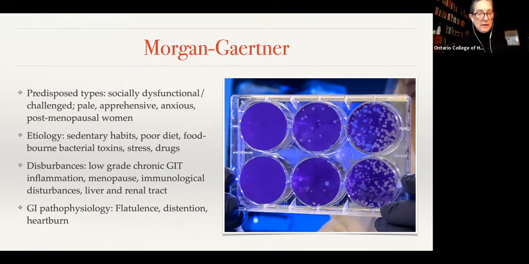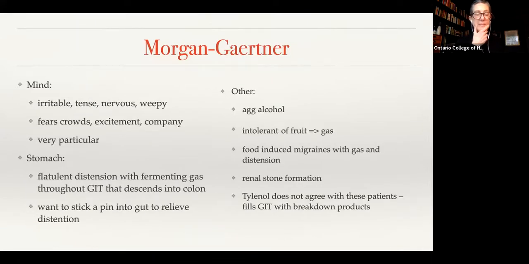Menopause is a big part of this picture. Immunological disturbances, liver and renal tract disturbances, and the GI pathophysiology is flatulence, distension, and heartburn, this sort of low-grade chronic type of discomfort in those regards. The mind picture for Morgengertner is that they're irritable, tense, nervous, weepy, not whippy, weepy. They fear crowds. The excitement does not do them well. They're worse in company. They're very particular people.